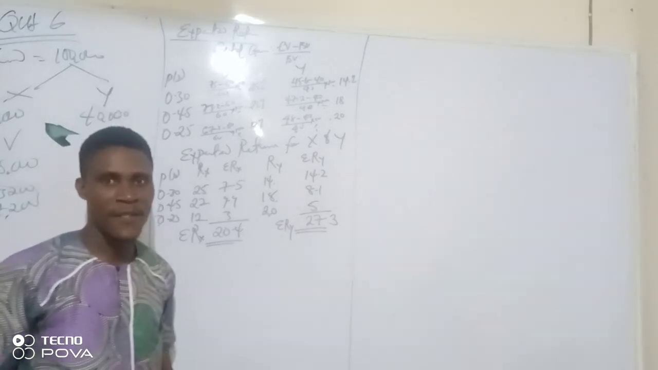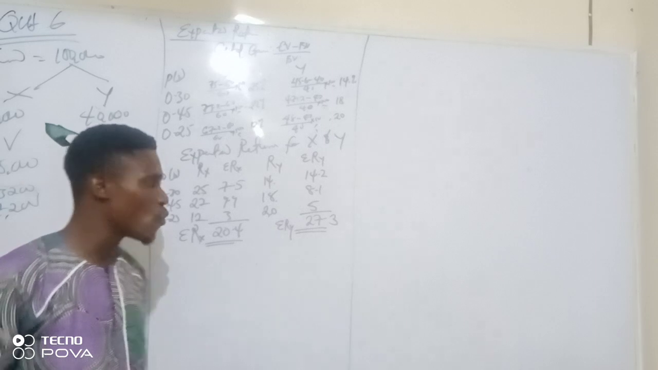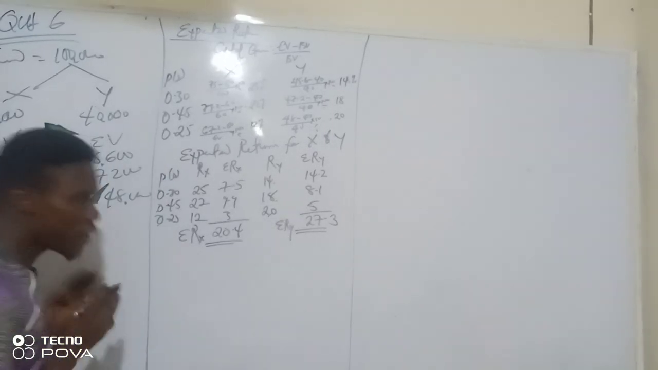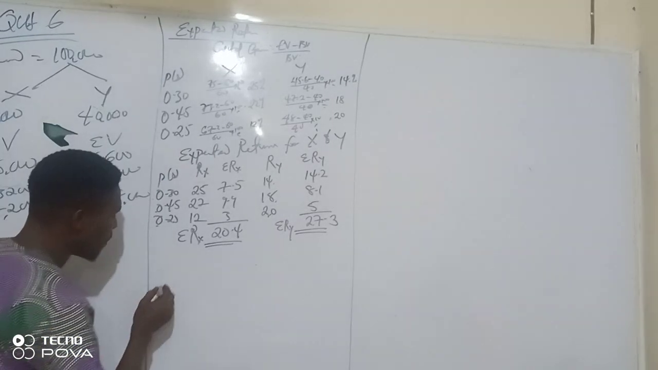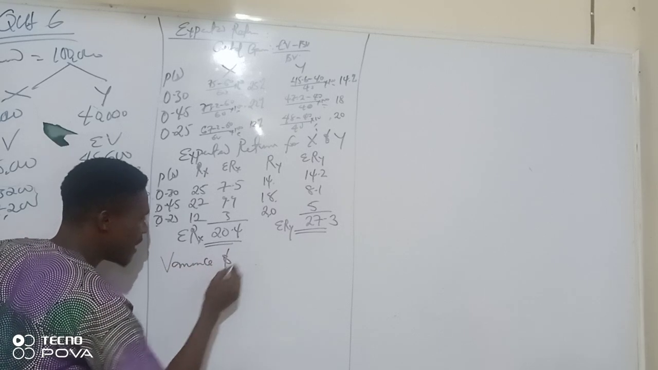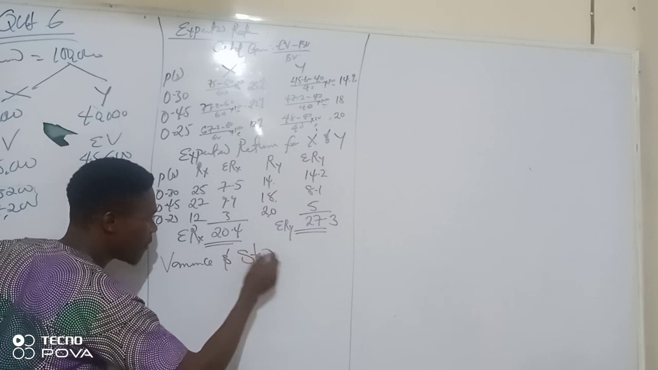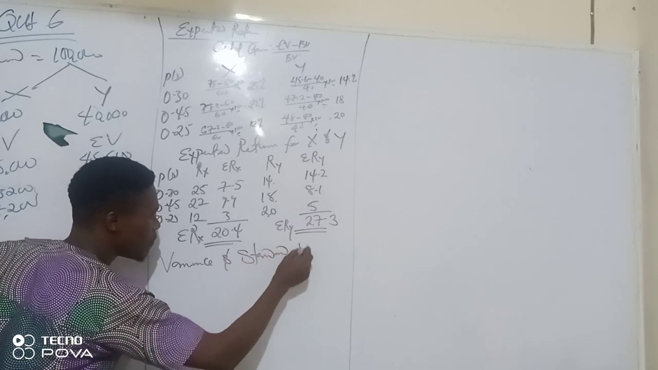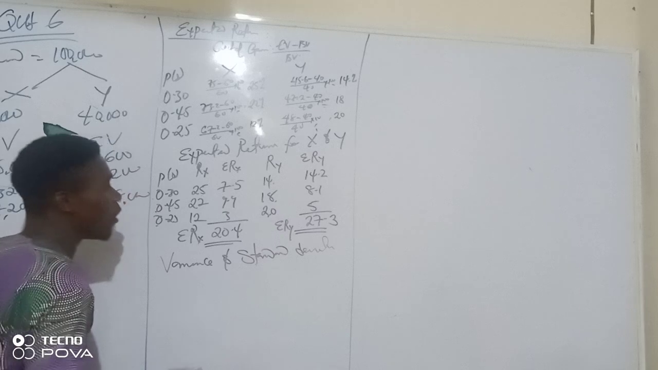Now, based on this, we look at the next, the variance and standard deviation, so we have to work out each of them. So therefore the variance and the standard deviation. That expected return of Y is wrong.